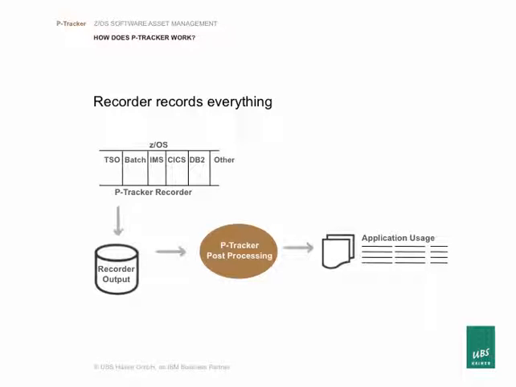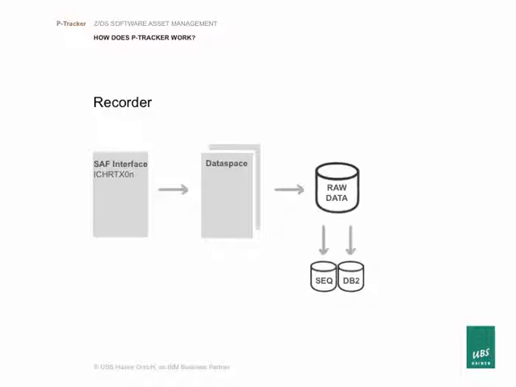Nothing can bypass the recorder. Each executed program or module will be detected, no matter if it is TSO or batch or whatever. The recorder output is further processed and forms the basis for meaningful reports on frequency of use of the applications. In connection with the inventory, PTracker can also provide reports on programs that have not been used in a certain observation interval. The PTracker recorder is technically a started task.